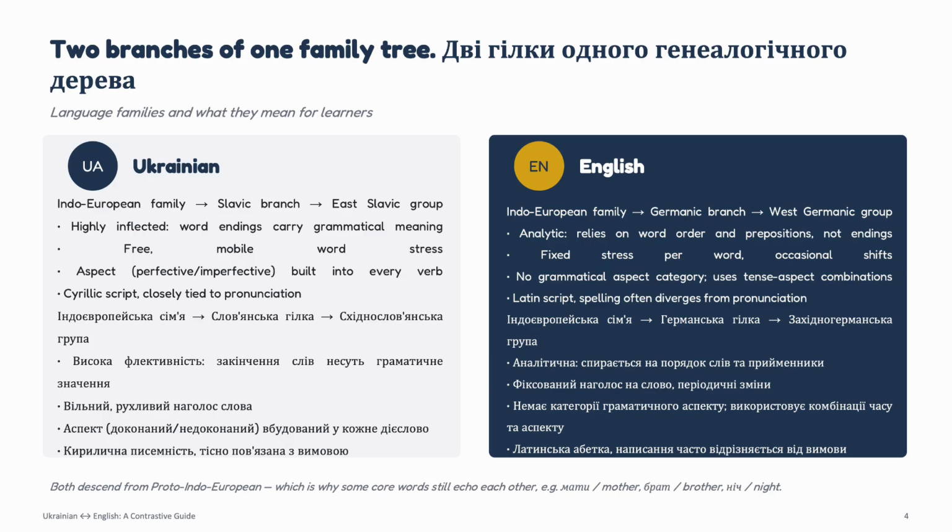And because they do share a common ancestor, Proto-Indo-European, a handful of words still echo each other after thousands of years. For example, mother in English and mati in Ukrainian, or brother and brat, knight and nich. So sometimes we can find some words which can be exactly the same or different thanks to our common ancestor.